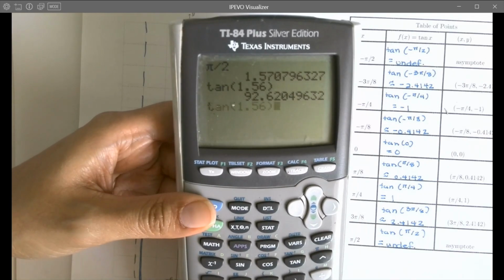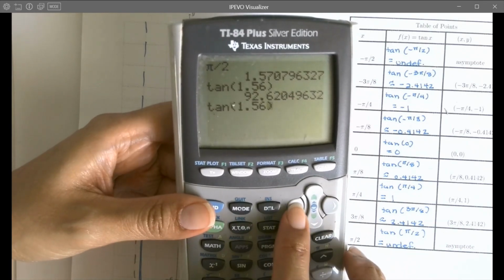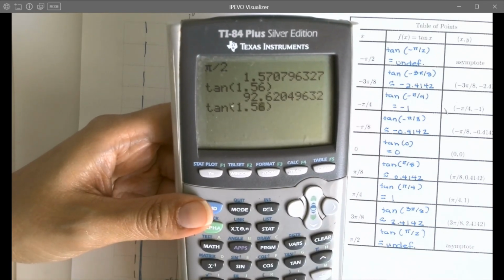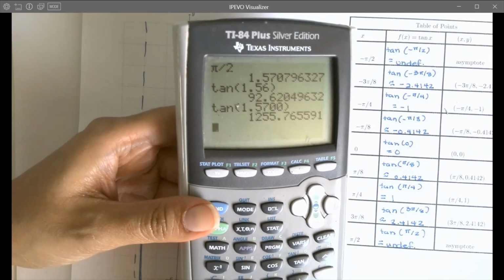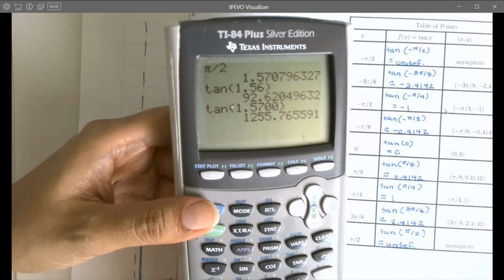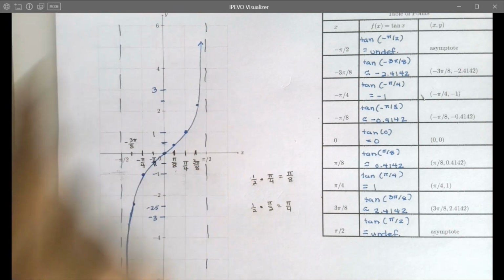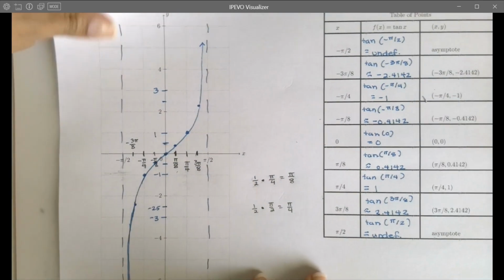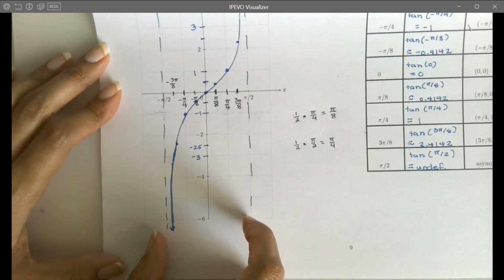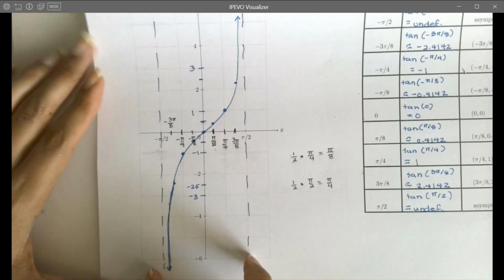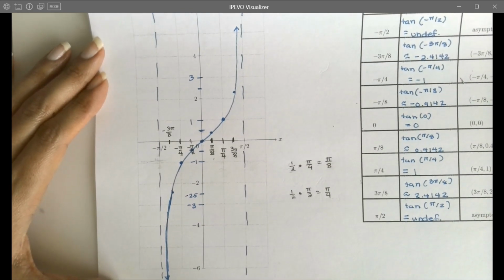If I try to get closer to 1.5707, I can do tangent of 1.5700, and that's going to give us 1,255. So you can see that the closer I get to pi over 2, the higher and higher the number is going to get. Similar behavior is going to happen if you try to get to negative pi over 2. But this is what one cycle of tangent is going to look like.